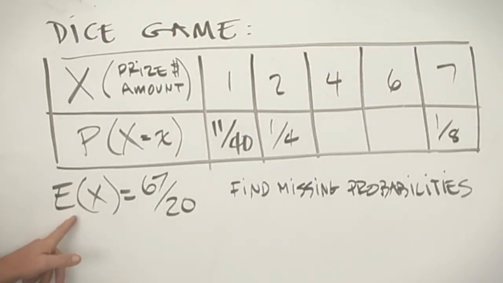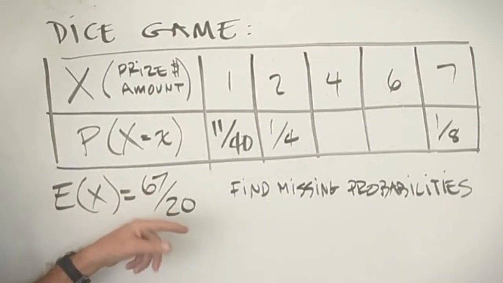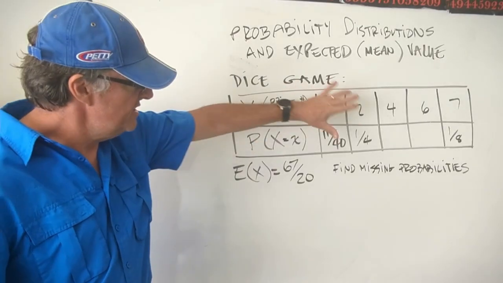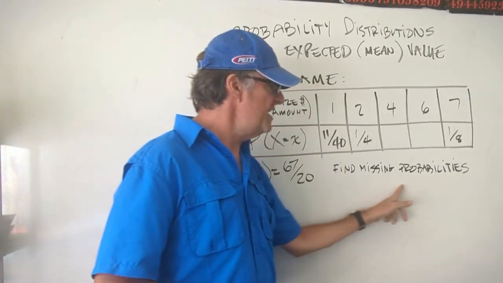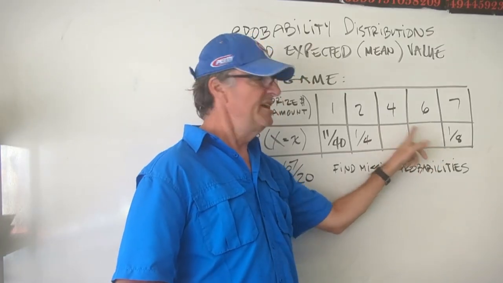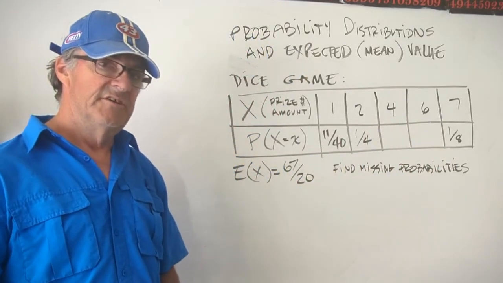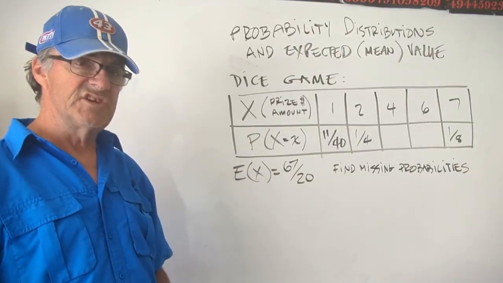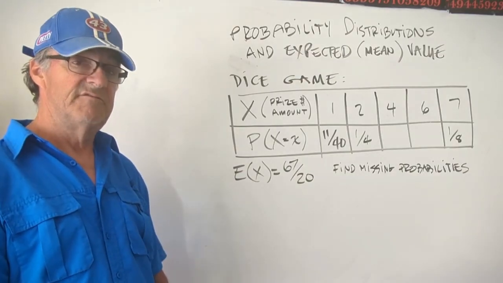They remembered that the expected value was 67 out of 20. So your first prompt is to use the information you have here to find the missing probabilities in those two boxes. So pause the video, think about that. You do have enough information here, especially with the expected value.